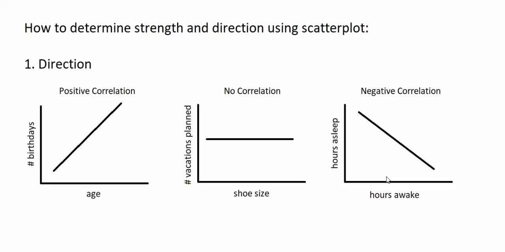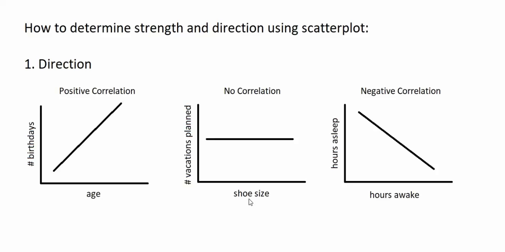Hours awake and hours asleep is a negative correlation, because if a person starts to spend more and more time awake per day, the person is spending less and less time asleep per day. So as hours awake increases from left to right across the x-axis, hours asleep goes down. Notice how hours asleep is going downhill as hours awake increases. That's a negative correlation.